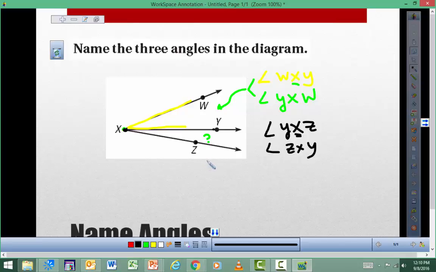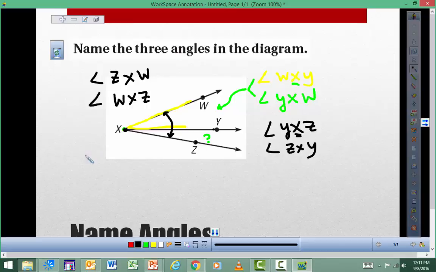Any questions? Now that you think you have it figured out, why don't you name the bigger angle, the angle that goes from here to here? How do you name the big one there? Use the angle symbol, and then what? Z, X, W. What's the other way we could do it? W, X, Z. Okay, so you all get an idea how you name these.